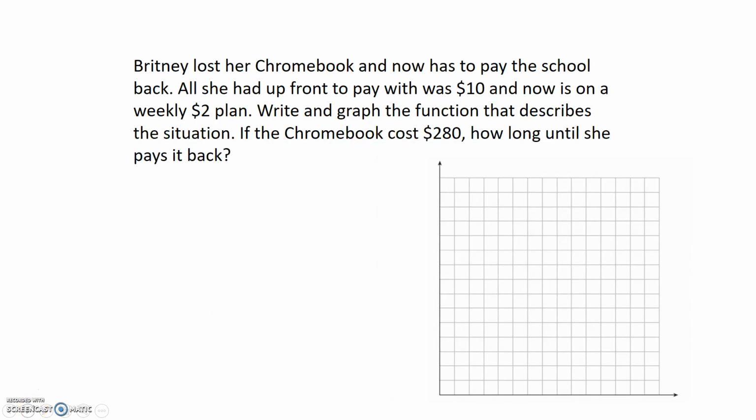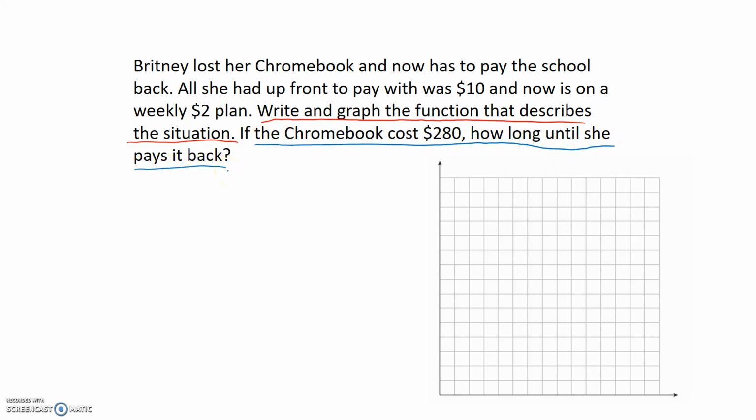So it says Brittany lost her Chromebook and now has to pay the school back. All she had up front to pay with was $10, and now she's on a weekly plan of $2 to basically pay it back. So same deal, I want you to write and graph the function that describes the situation. And at the very end here, I want you to try and answer the following question. If the Chromebook costs $280, how long will it take her to pay it back?